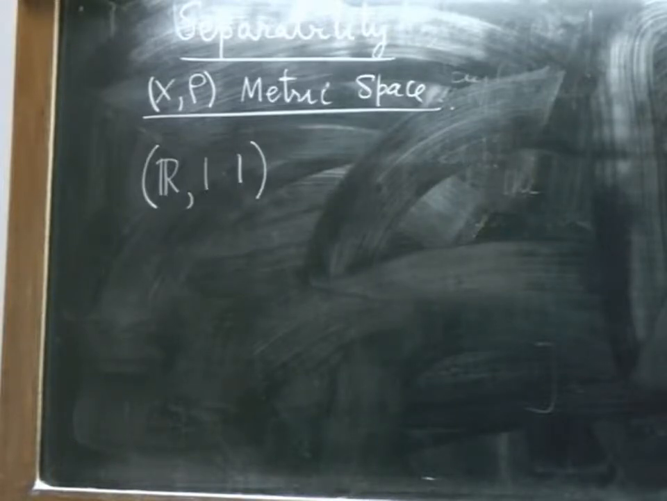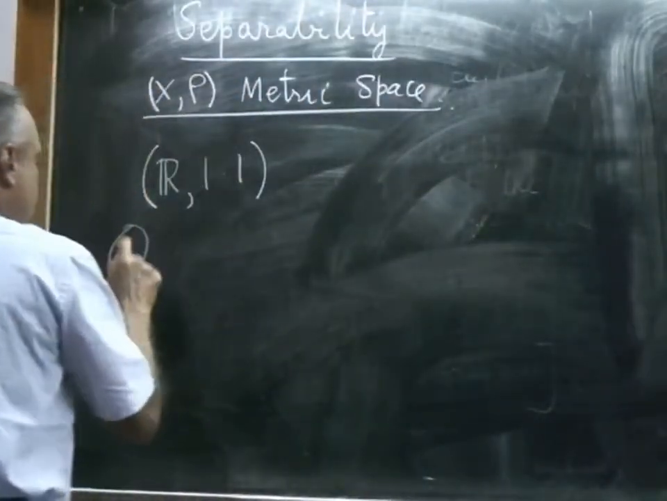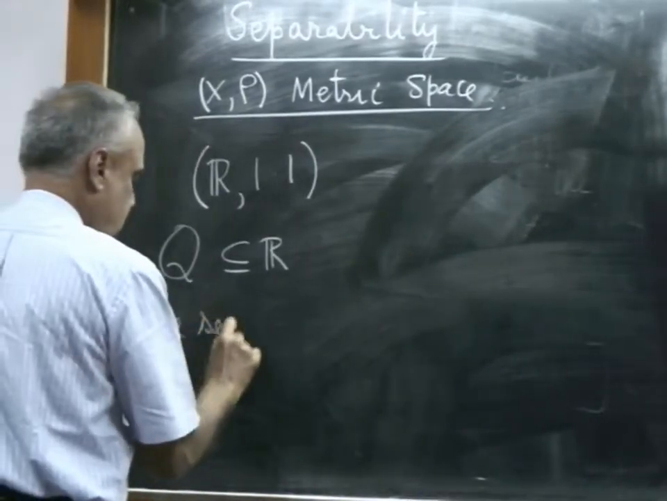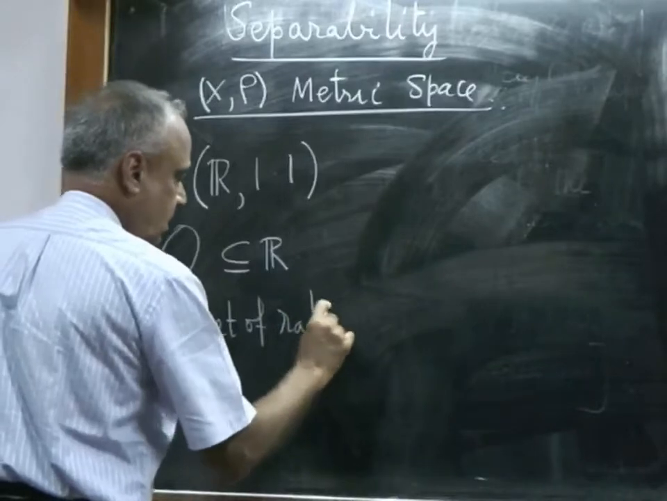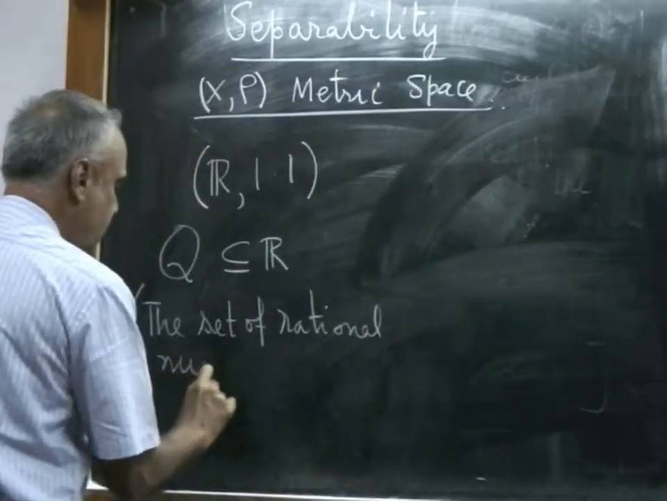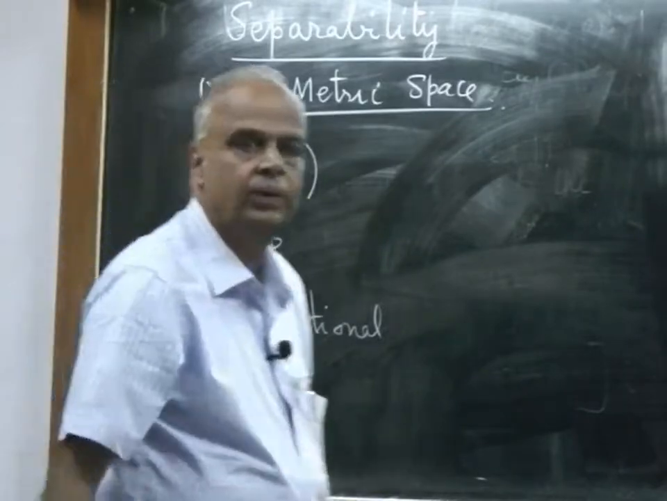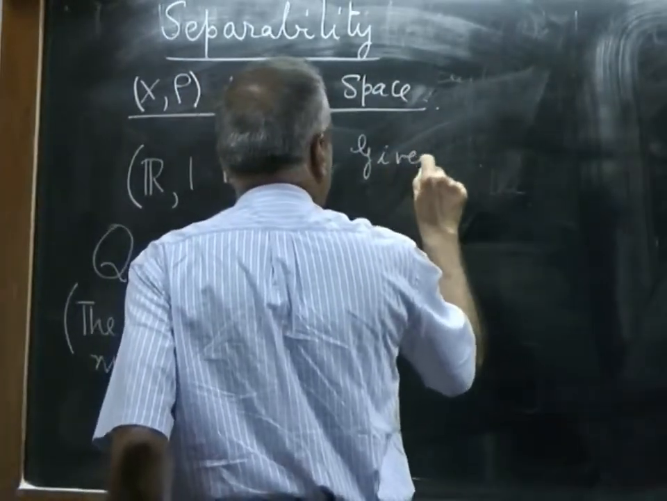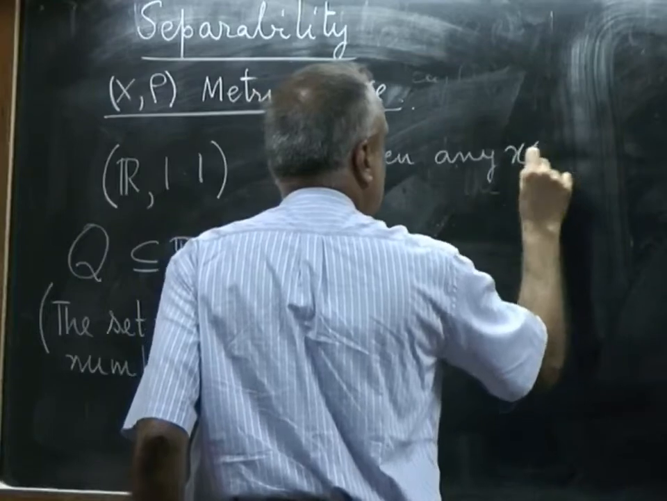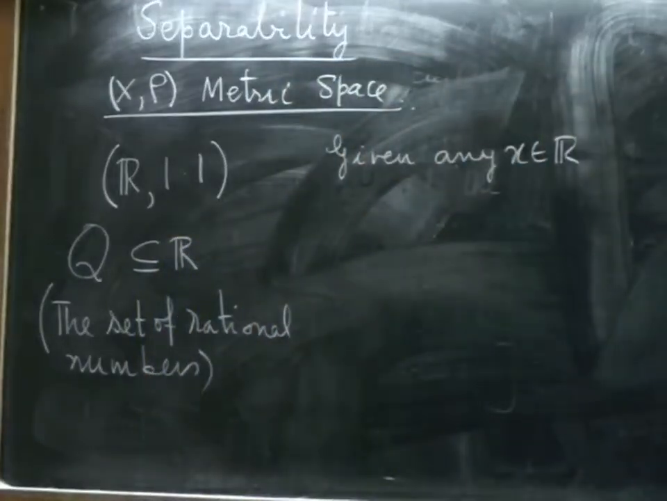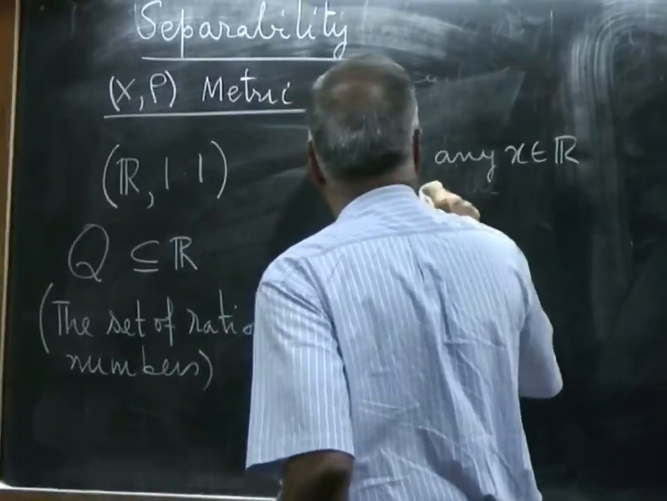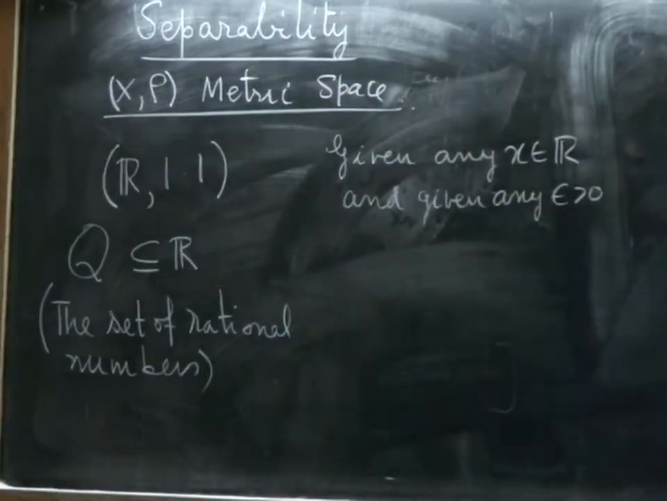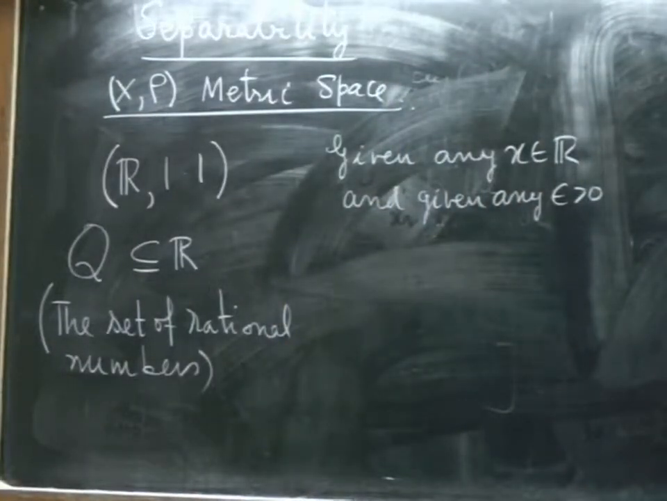Now we have a set here. If you look at Q, the set of rational numbers, the set of rational numbers is a subset of R, and it has the following property: give me any real number x and give any error ε, we can approximate this x by a rational number within that error.